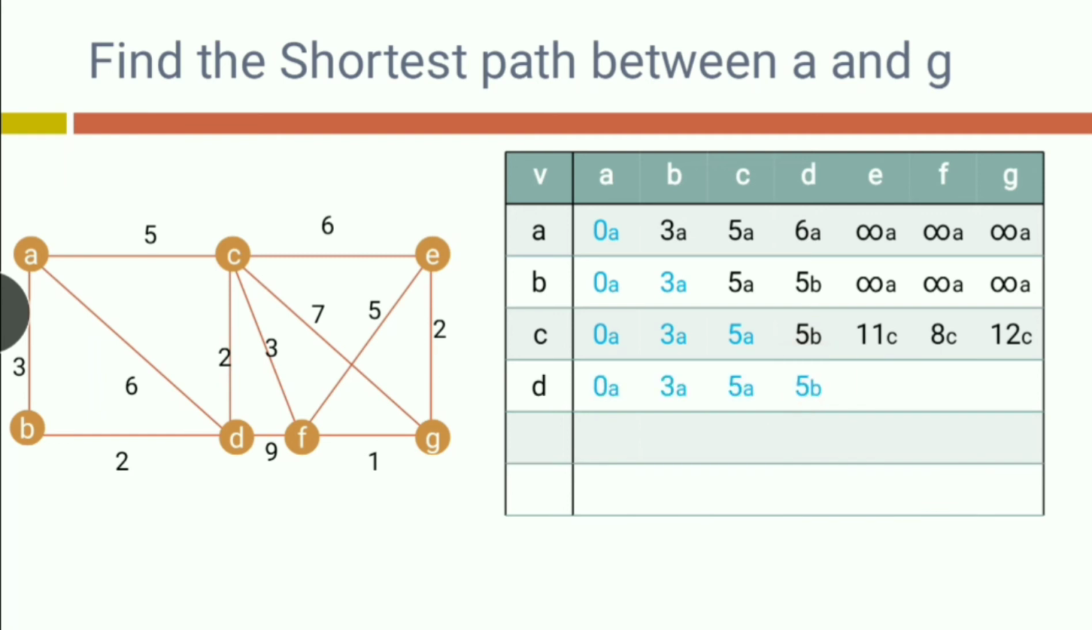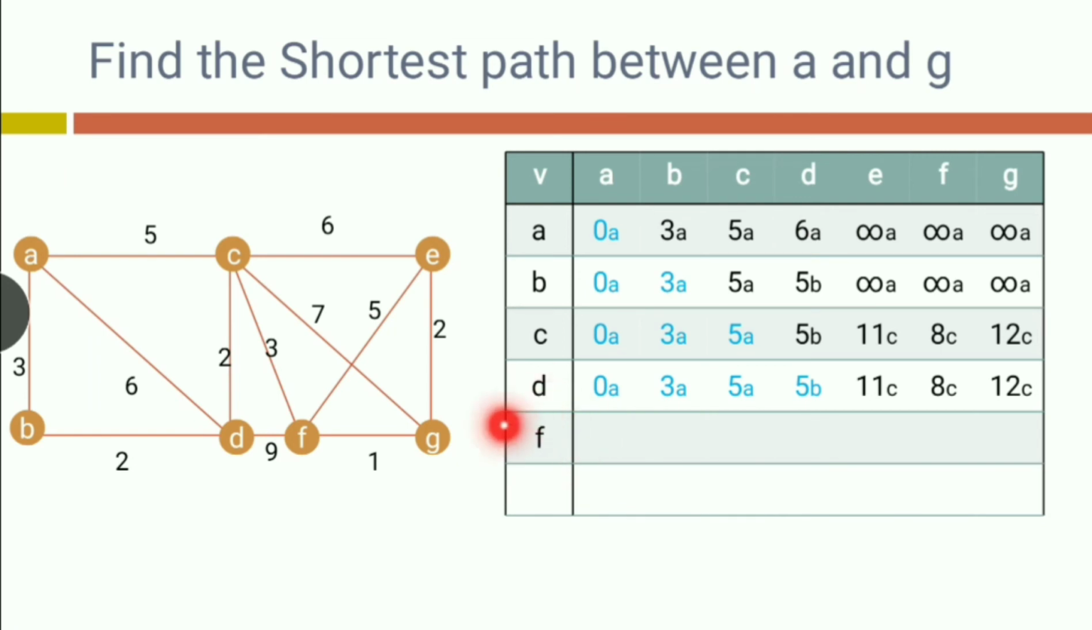Now for E, let's see. From D to E, it is not directly reachable, so we'll write 11C as it is. G is also not directly reachable, so we have written 12C as it is. Now what about F? Distance between D and F is 9. So 5 plus 9 is 14. But there's no improvement, so we'll write 8C as it is. Now the minimum is 8, so we'll include F in our shortest path.